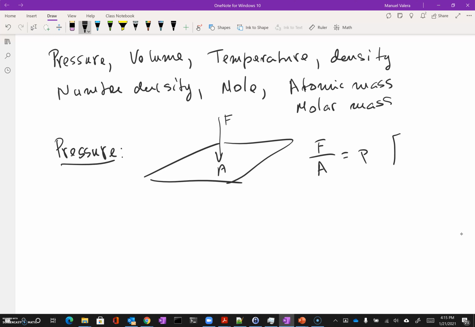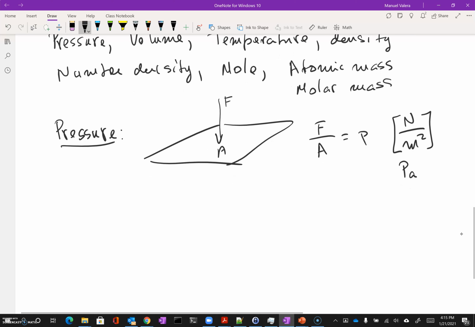And the units of pressure are, well, the units of force, which are Newton, divided by the units of area, which are meters squared. And we have a name for this. This is called a Pascal. And a Pascal is just a tiny unit. So in some cases we need bigger units, so we define the ATM. And 1 ATM is roughly 100,000 Pascal. The exact number is in your book, so you can look it up if you want.